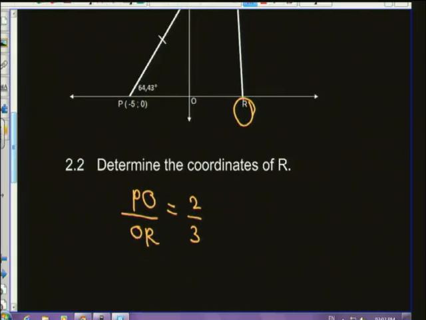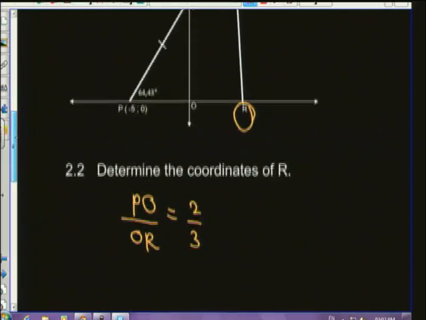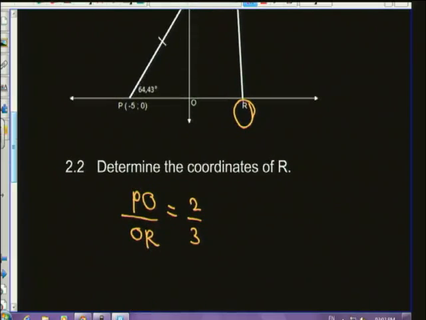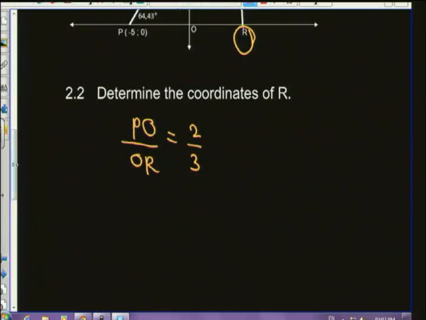Okay, I know what PO is. PO is equal to 5. I need to work out how long OR is, sorry, the coordinates of R, in order for us to work out this ratio. Okay, so PO is 5 units. OR is what we need to work out. We know that that gives me 2 over 3.